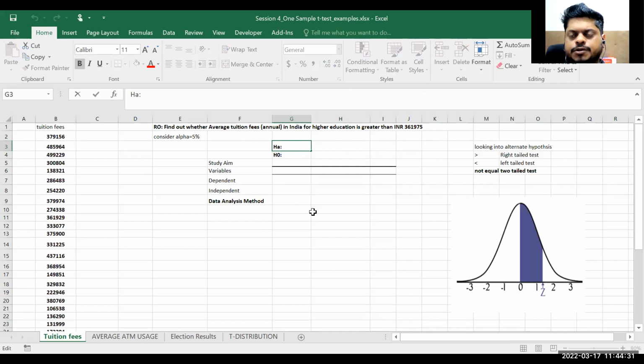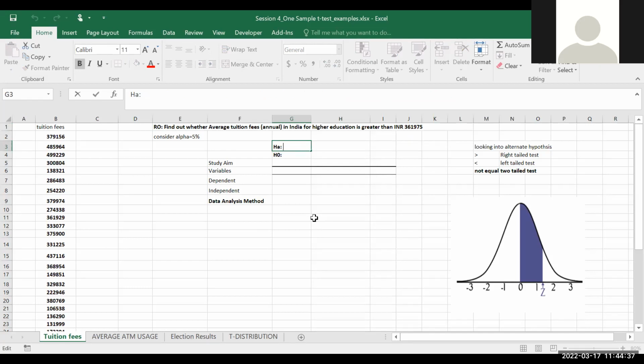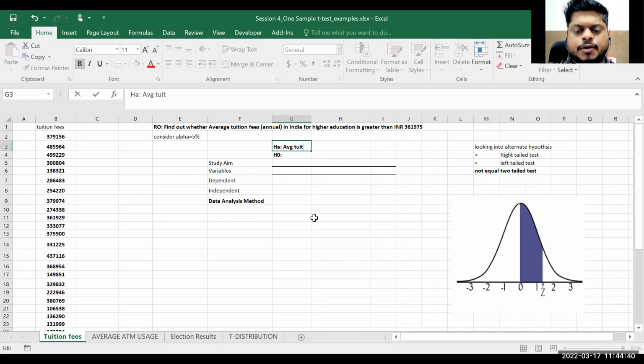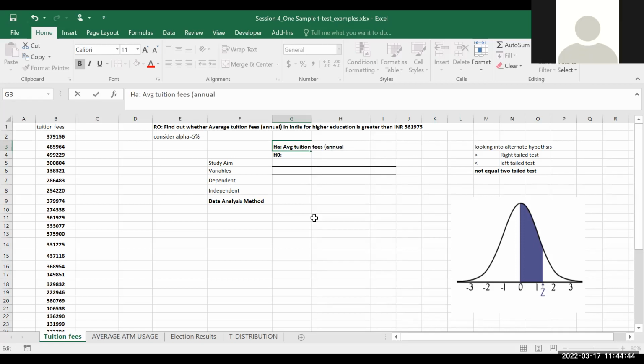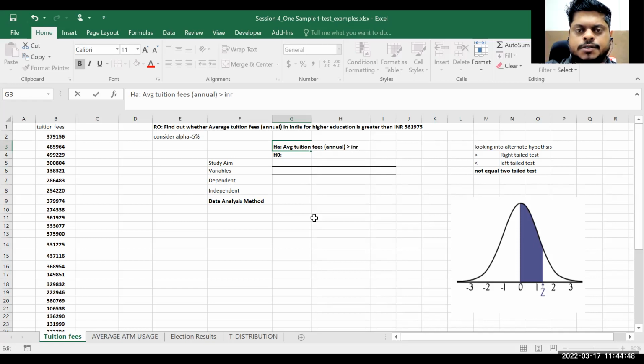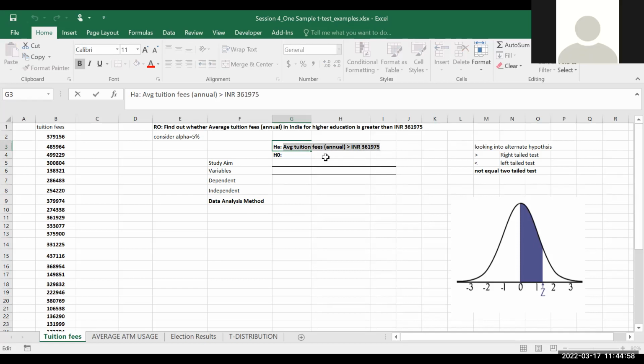What will be my alternate hypothesis? It will be greater than 361,975. And what will be my null hypothesis? Sir, equal to 361,975. Equal to or anything else? So the alternate hypothesis is correct, it is greater than. Then what about the null hypothesis? Equal to or less than. Yes, less than or equal to. Correct.